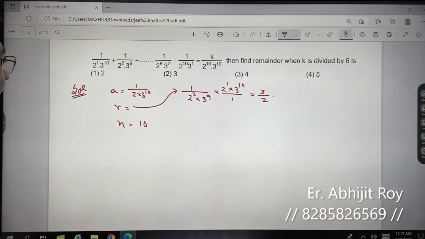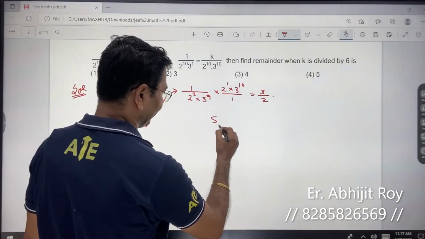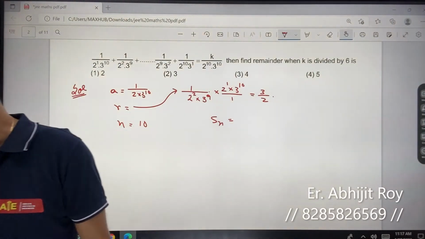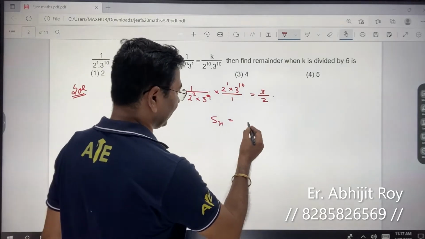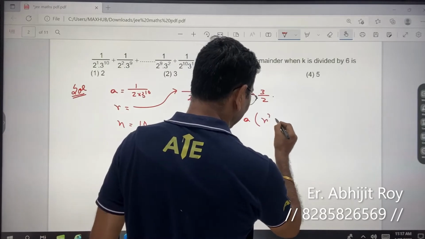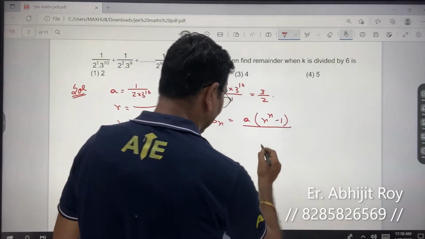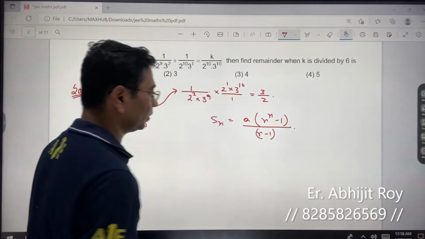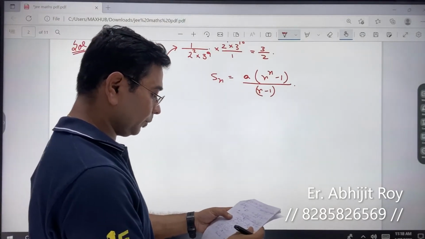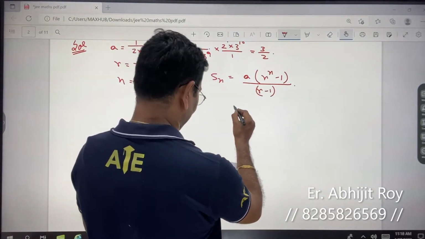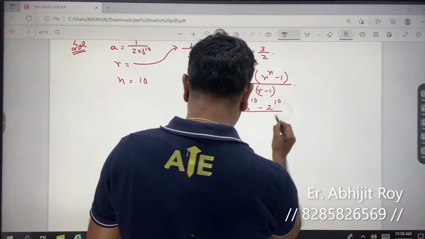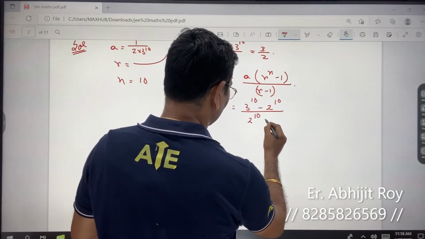Now the big thing is you have to find that Sn. Once that Sn comes, our work is done. So how do I put it in Sn? The formula is R to the power n minus 1 divided by R minus 1, the sum of a geometric series. Okay, so let's put in the values. If you put all these values, I have done it, and it looks something like this: 3 to the power 10 minus 2 to the power 10 divided by 2 to the power 10 into 3 to the power 10.